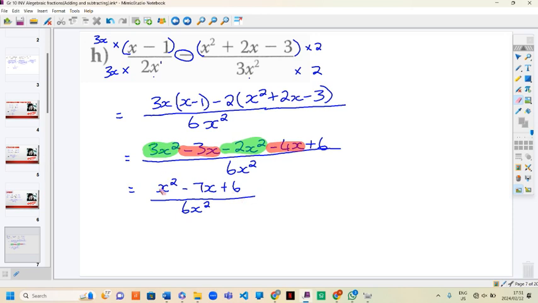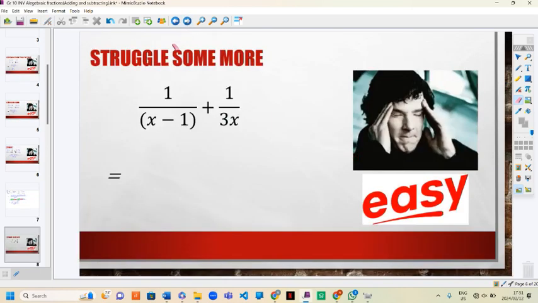If I factorize that, then sometimes once I factorize it, I can cancel with the top and the bottom. It doesn't always happen, but sometimes it does. I try and catch you that way. So let's see if we can get to a nice example here. Let's look at this. Let's struggle some more.